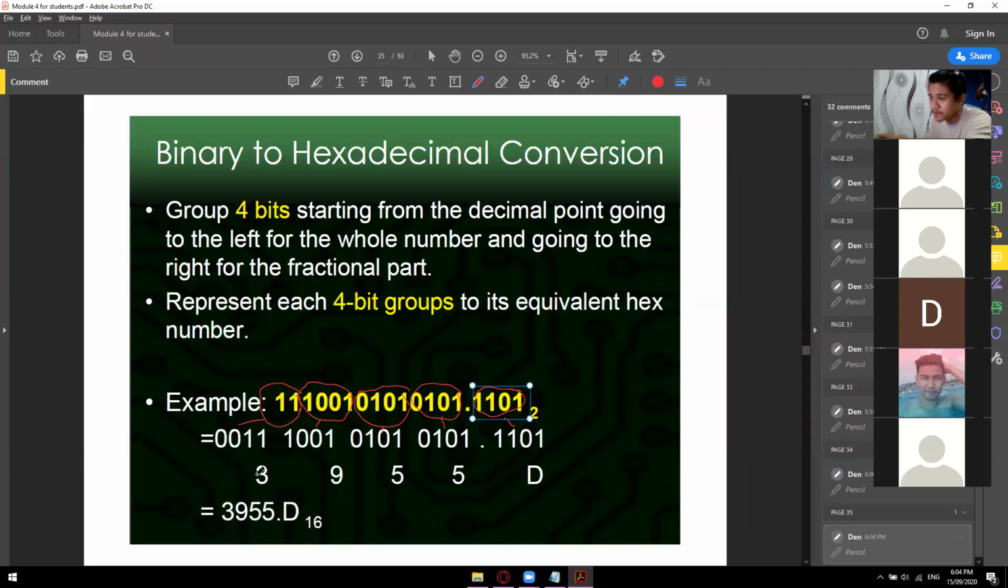Okay? So, pwede kayo mag-start kahit sa right or sa left, same lang din yun. So, dito na lang tayo sa left mag-start. So, 0, 0, 1, 1 is 3. 2 plus 1 is 3. Then, 8 plus 1 is 9. 4 plus 1 is 5. And then, 4 plus 1 still 5. And then 8 plus 4 plus 1 is 13, wherein 13 in hexadecimal is letter D. Okay? So after nyo makuha yung mga yan, linya lang. Yan na yun. So 3955.D, and then base 16.